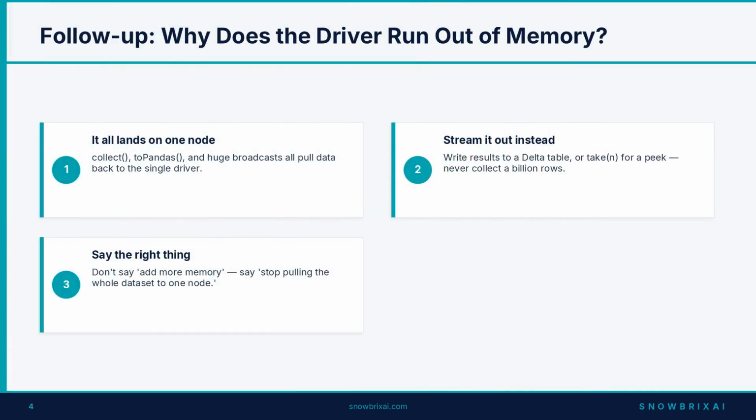So they lean in and ask the follow up. Why does the driver run out of memory? The answer is almost always the same culprits. Collect, toPandas, and huge broadcasts all land on that one driver node. The fix is not more memory. The fix is to stop pulling the whole dataset to one node. Write your results to a Delta table instead. Or use take(n) when you just want a peek, never collect a billion rows. Say that out loud and you sound like someone who has actually been paged at 2 am.